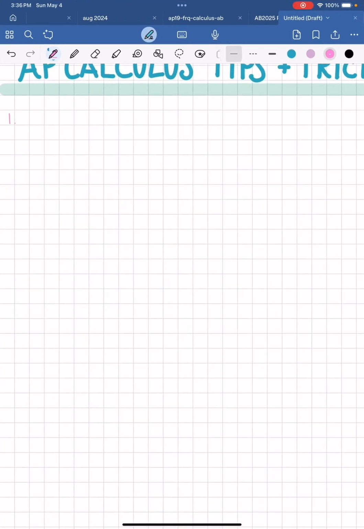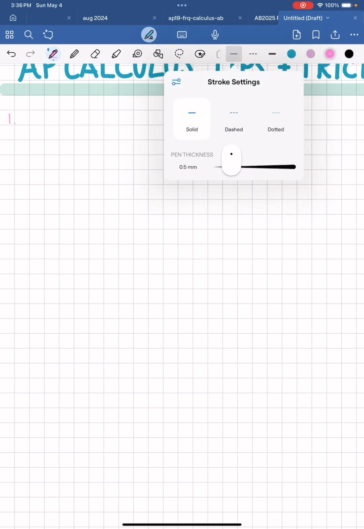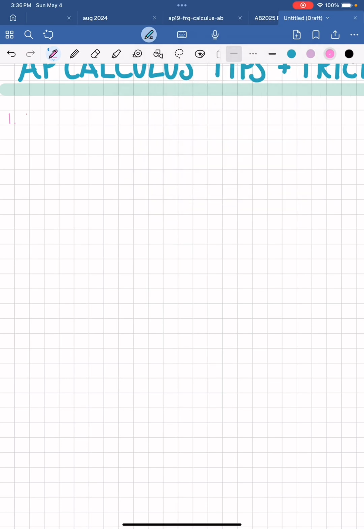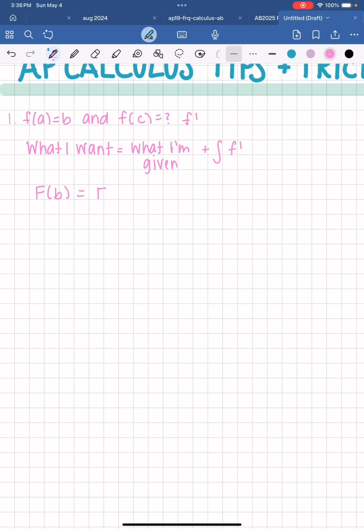So first tip is, let's make this a little bit thicker. Anytime they give you an initial condition, like something like this, and they want something else, like f of c, and they give you the derivative, it's what I want equals what I'm given, plus the integral between the two of them of the derivative. I say this all the time in my class. So that's a fancy way of saying the accumulation function. F of b equals f of a plus the integral from a to b of f prime.